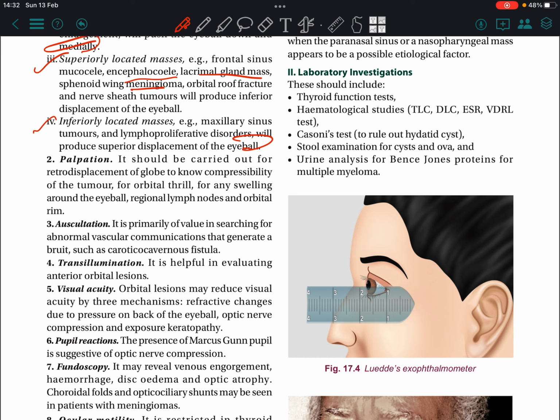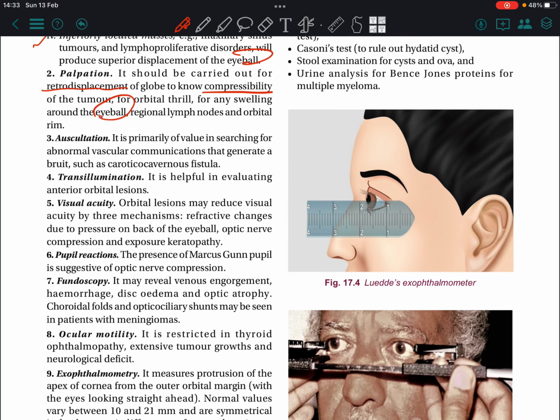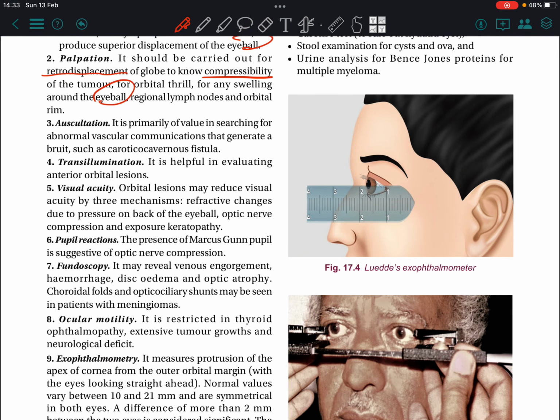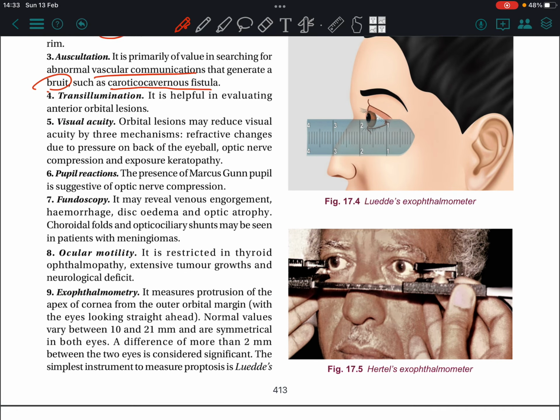Palpation should be carried out for retro displacement of globe, to know the compressibility of tumor, and for any swelling around the eyeball. Auscultation's primary value is in searching for abnormal vascular communication that generates a bruit, such as carotico-cavernous fistula. Hand examination helps in evaluating anterior orbital lesions.